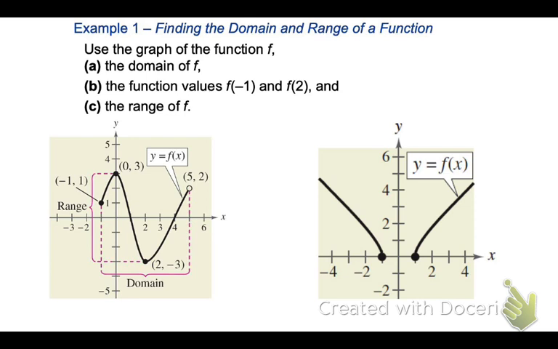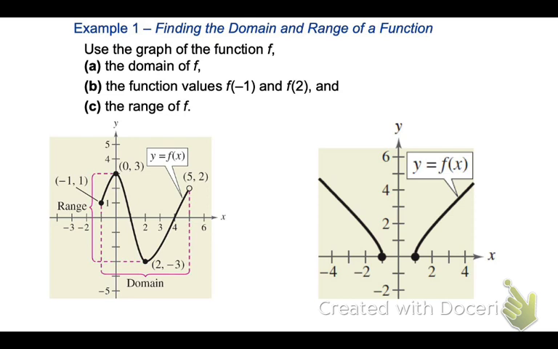-1 to what? 5. Is 5 included? No. How do you know? It's open. What is the range? -3 to 3. Is it included? Yes. Okay.